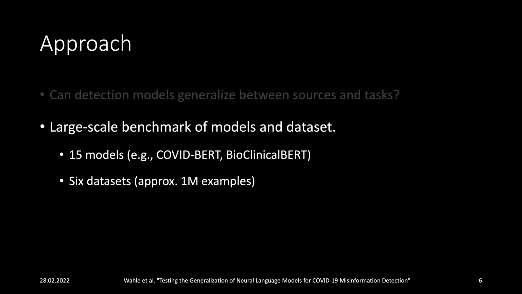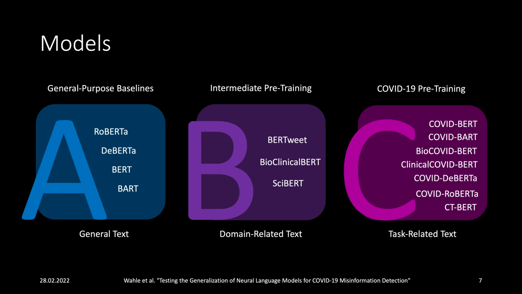Therefore, we select 10 models from 3 different categories and pre-train 5 models on COVID-related data. Our 3 model categories are as follows. Category A contains out-of-the-box neural language models trained on general text before the pandemic. This category contains models such as BERT or Roberta, which serve as a baseline without any task-related or domain-related training.